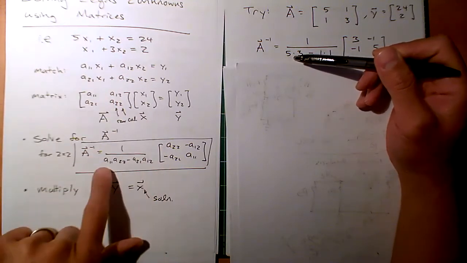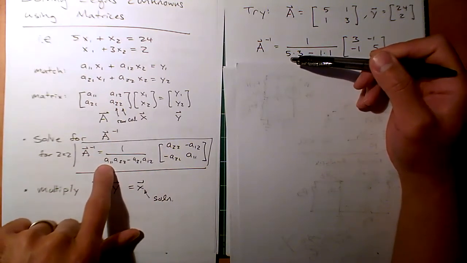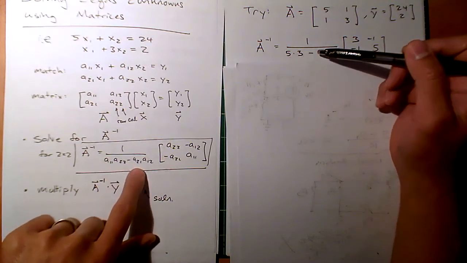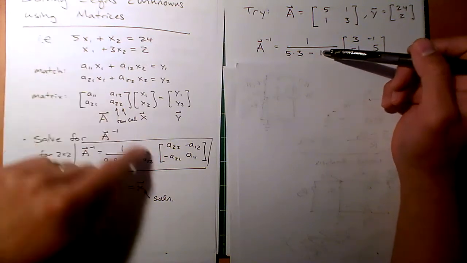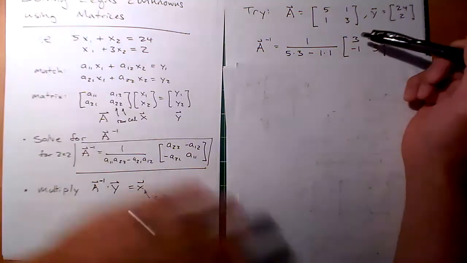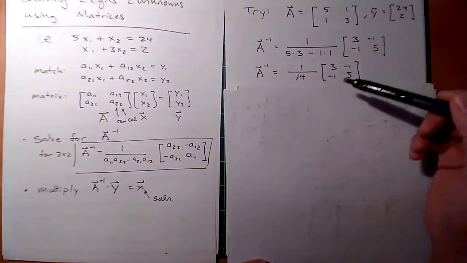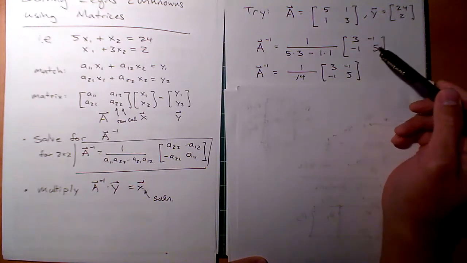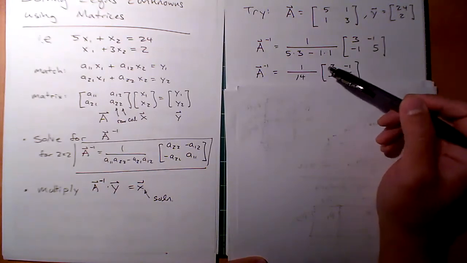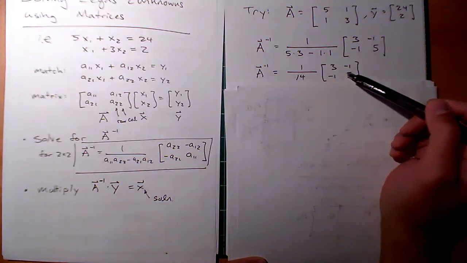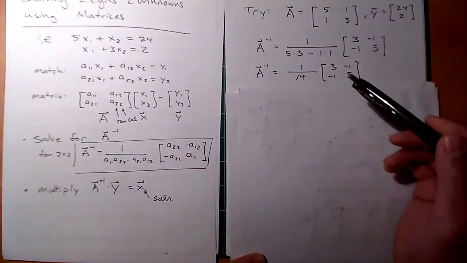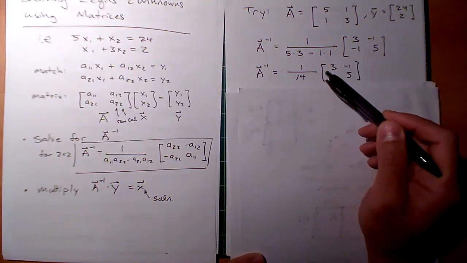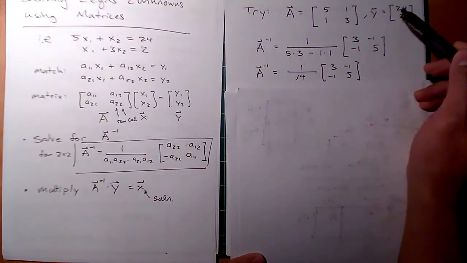Over here, if I follow this formula, A11 is 5, A22 is 3, good, minus A21, which is 1, and A12, which is 1. Yay. This is nice. This is an easy thing. 1 over 14, 15 minus 1. And this is 3, -1, 5. When I see the scalar outside, it means I can multiply every single value by 1 over 14. Okay, so if I take this and multiply it by that, I should get my final x.